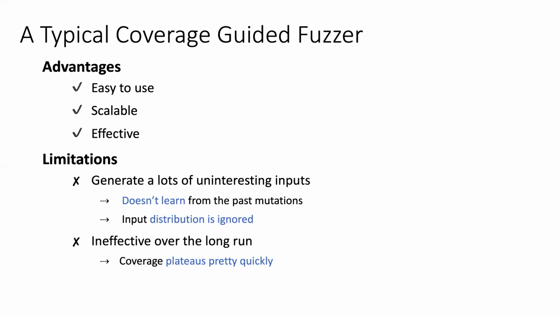It is effective, scalable, and easy to use, but it often gets stuck after a while of running and generates a lot of uninteresting inputs, which fail to explore new edges because the underlying random mutation scheme fails to learn from past experience and the bias distribution of inputs is ignored.